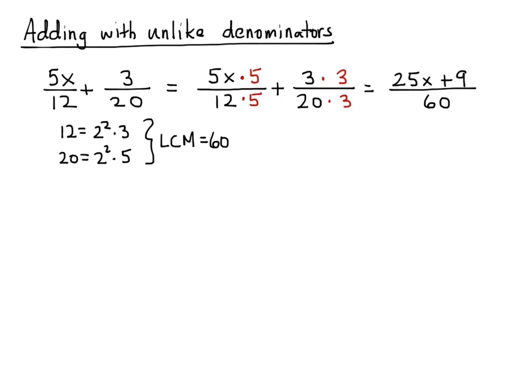So now the question is, can I reduce that? And the answer to this one is no, because in the numerator, all you can factor out of the first term is 5 times x. Second one is 3 times 3. So there's nothing in common, nothing to factor out, so you have nothing to cancel with any of the factors that will be in the denominator.